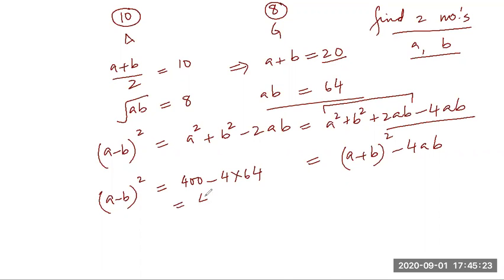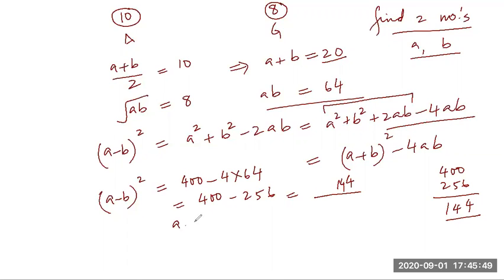So this is equal to 400 minus 256, which is equal to, yes students, 144. Am I right? So when you take the square root on both sides, you get a minus b is equal to plus minus 12, because the root of 144 is 12. So a minus b is plus minus 12.